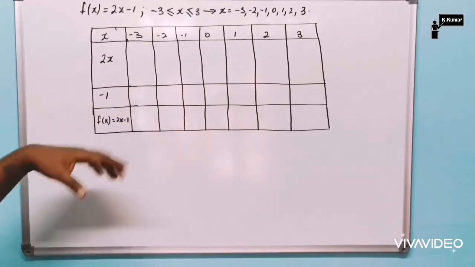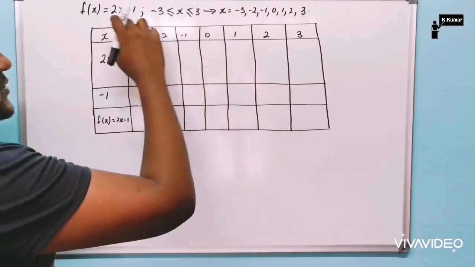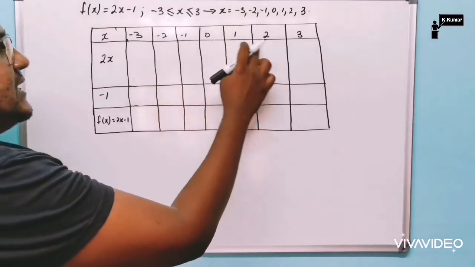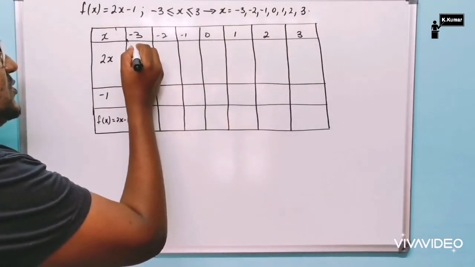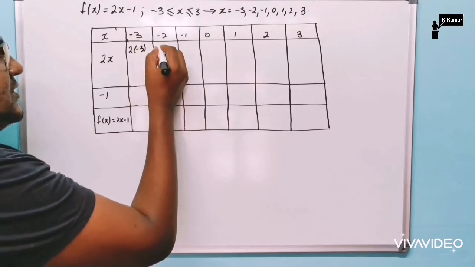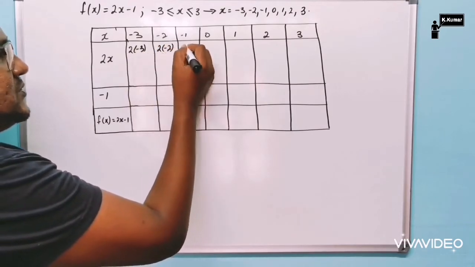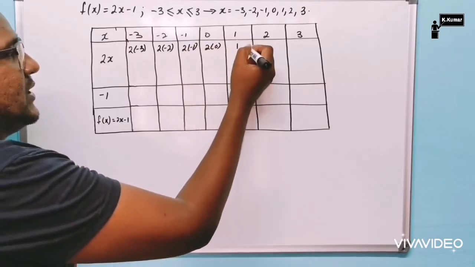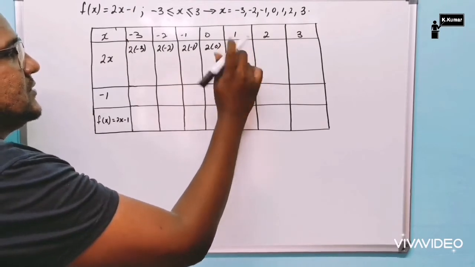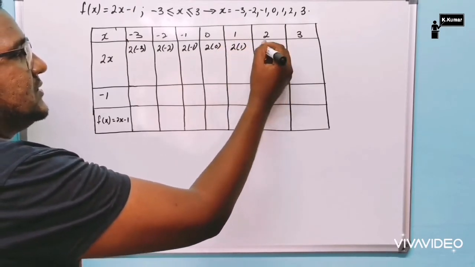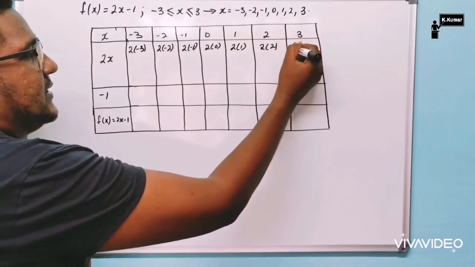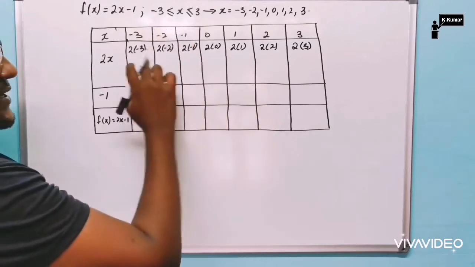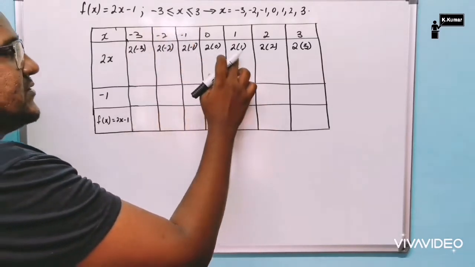And then here is going to give me the results after I input each one of these values into the function. So let's start. Wherever x is, we have to substitute our various x values. So in this case, it's going to be 2 times negative 3, 2 times negative 2, 2 times negative 1, 2 times 0, 2 times 1, 2 times 2, and 2 times 3. Wherever x is, we put in our x values. So that's why you have negative 3, negative 2, negative 1, 0, 1, 2, 3.